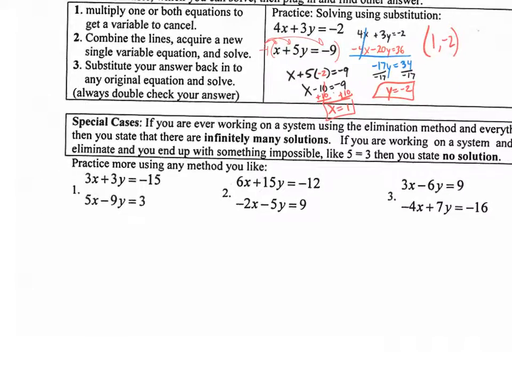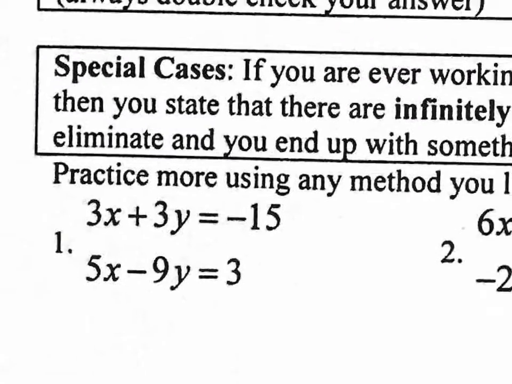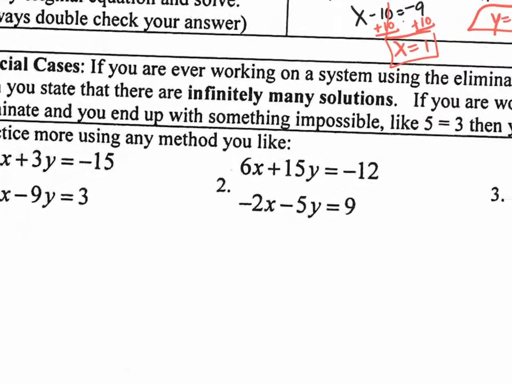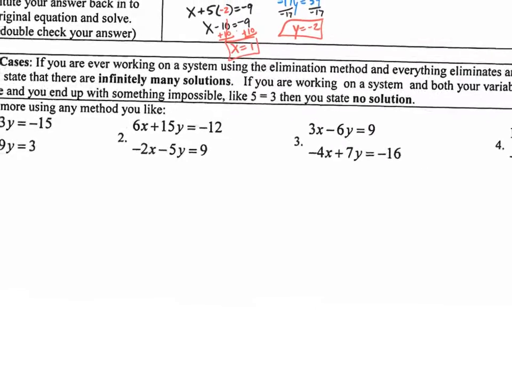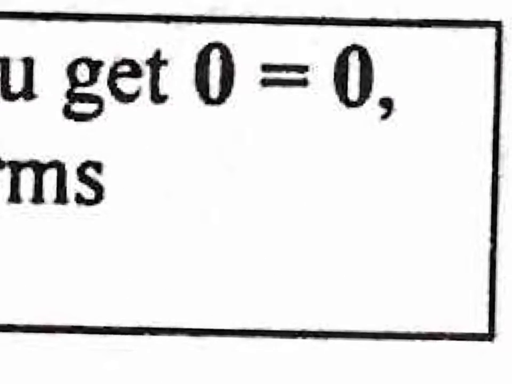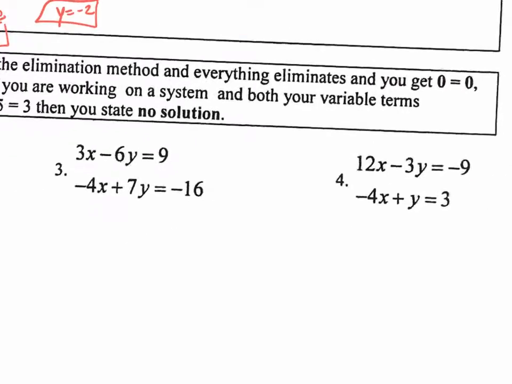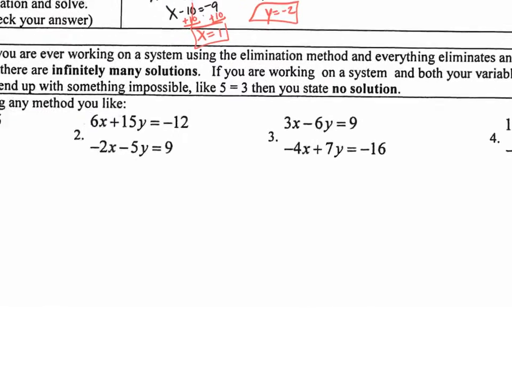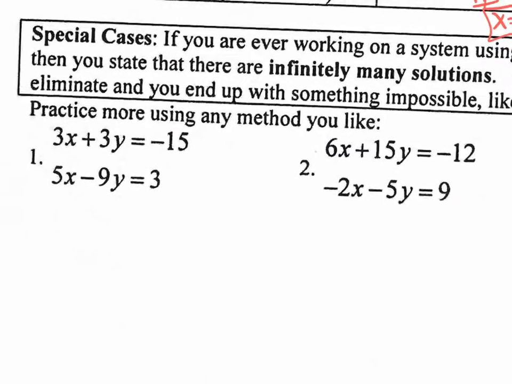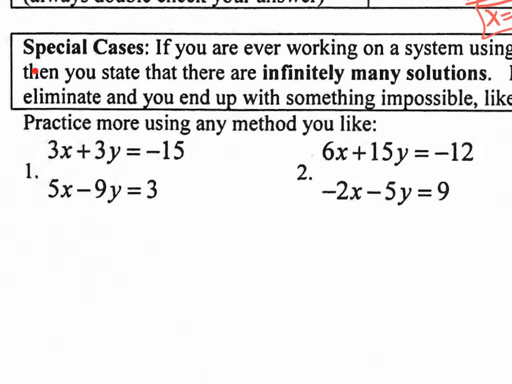Now, there are special cases. So if you're working on a system using the elimination method and everything eliminates and you get 0 equals 0, is 0 equals 0 true? Yes, it's always true, right? So what do you think that's going to be if it's always true? Infinitely many solutions. That's what it says right here. Visually, that would mean that the line lands right on top of the other line. Vocabulary-wise, you would call that a consistent dependent system.